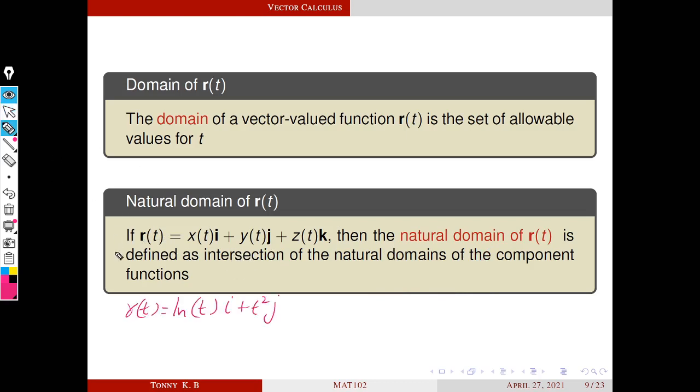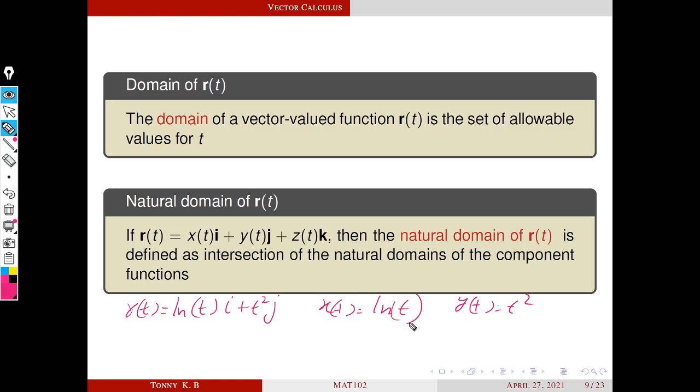Okay, for example, we consider our previous example r of t equal to log t i plus t square j. Here the domain is not given, so we have to find the natural domain of this vector valued function. How to find? First we have to find the natural domains of these component functions. Here the component functions are x of t equal to log t and y of t equal to t square. In this case, our z value is throughout 0, that means z of t equal to 0, so no need to consider the z value. So what are the natural domains of these two functions?